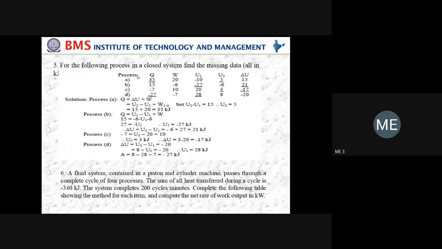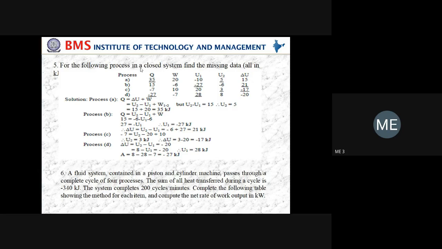So there are five quantities for a process A. Q is 20, W is 20, U1 is minus 10, U2 not given, delta U is 15. For process A, three quantities are given: W, U1 as minus 10 kilojoule, and delta U as 15. Our aim is to find out Q and U2 for process A.